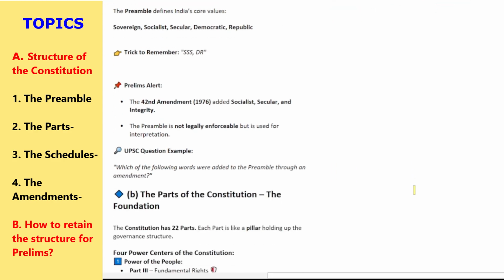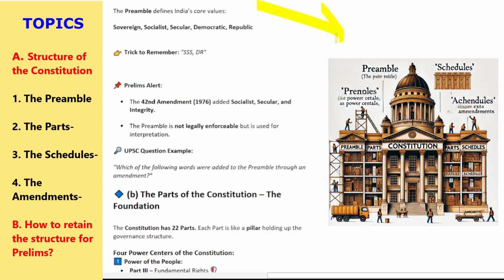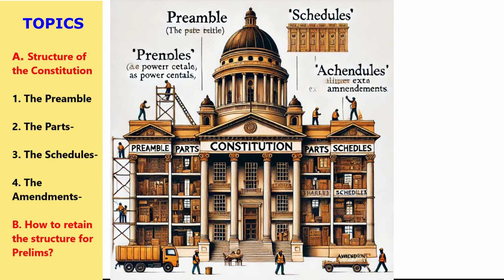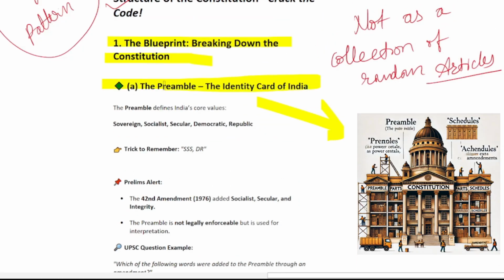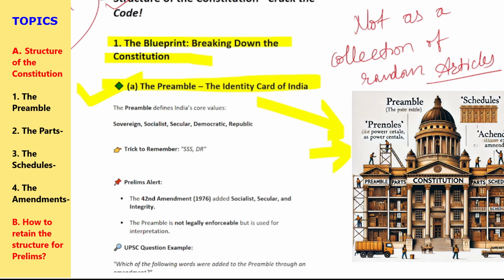Take our Constitution as a well-designed building. Every part has a function, and let's go step by step. The first thing, the preamble. The preamble you understand as the identity card of India. Imagine walking into a building and seeing a mission statement on the wall. That's what the preamble is. It defines India's core values.